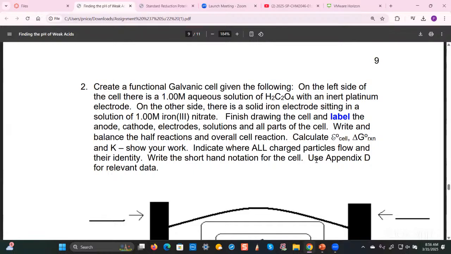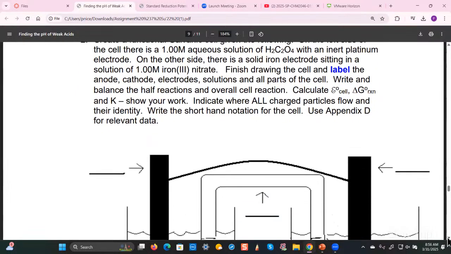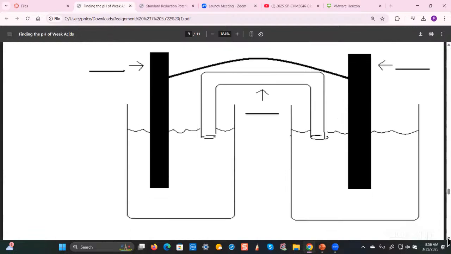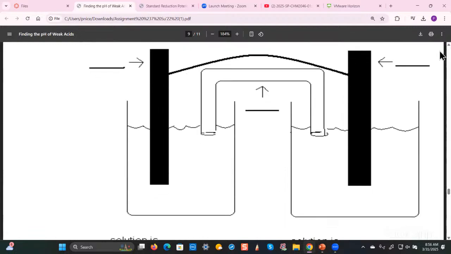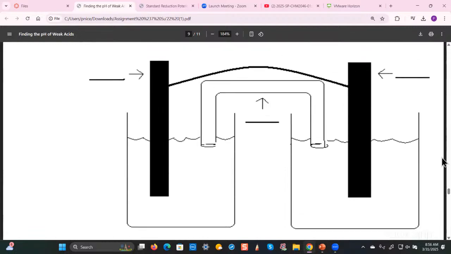And basically they're saying use the table to determine the relevant data, which would be the EMF values, right? And they give you this. So basically this is what you need to complete in terms of assigning what the different parts are, right?